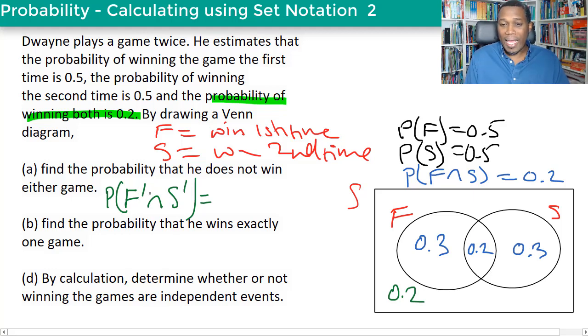Probability of not F and not S, that's what does not win either game, which is the probability of (F union S) prime. Remember that we switch the intersection to the union, and then we can take the prime notation outside of the bracket.